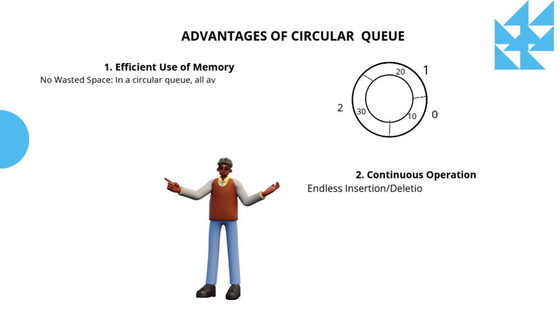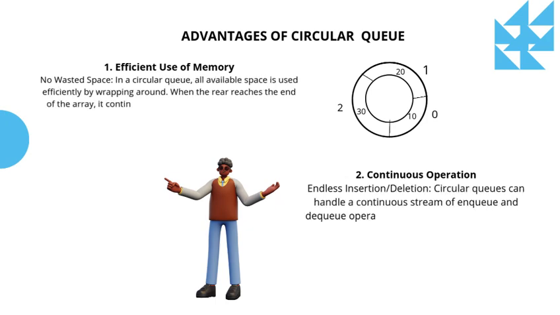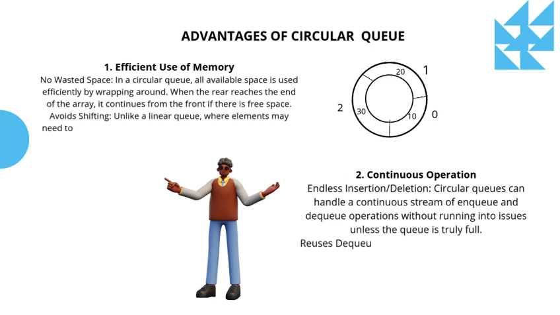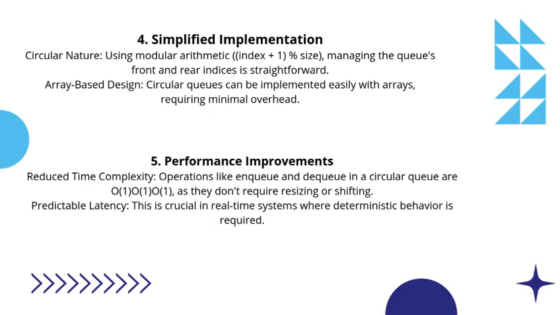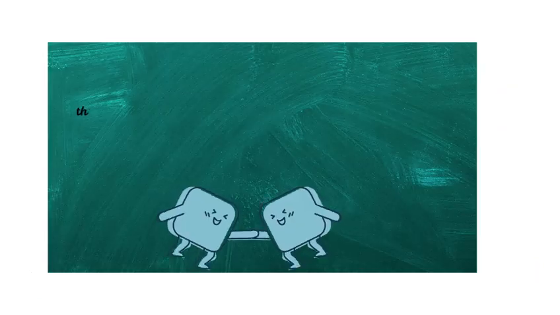Advantages of circular Q: 1. Efficient use of memory, in that we have no wasted space and avoid shifting. Continuous operation, in that we have endless insertion and deletion and reduced wasted space. Fourth advantage is simplified implementation, in that we have circular nature and array-based design. Fifth advantage is performance improvements, in that we have reduced time complexity and predictable latency.